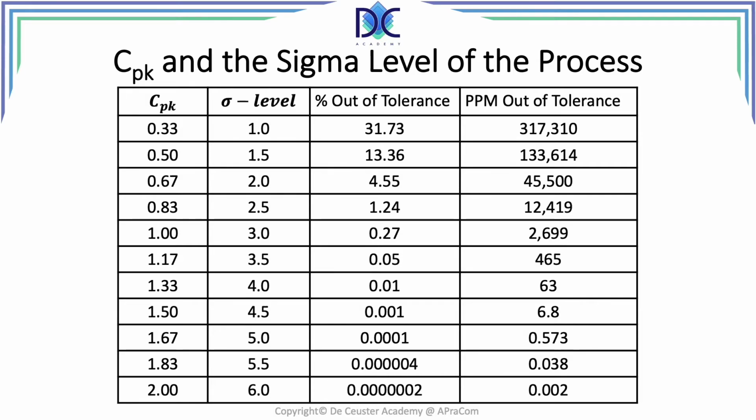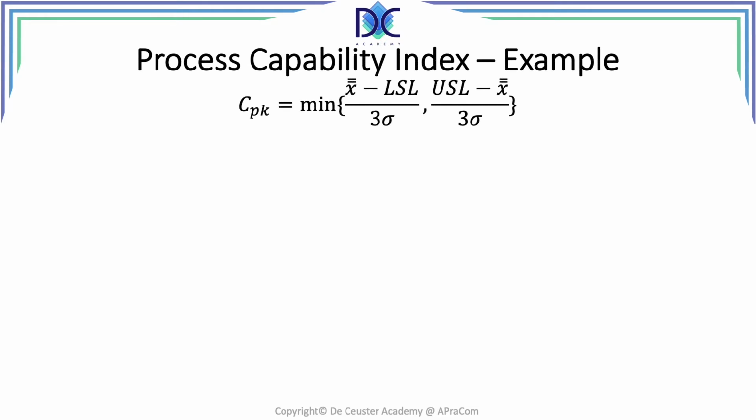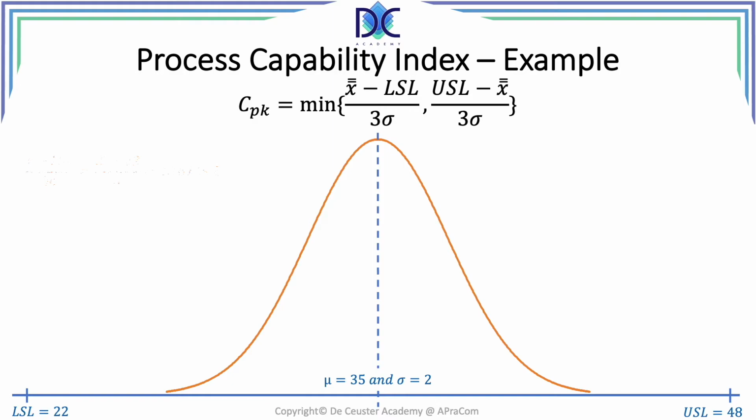So let's have a look at some examples here. We're going to calculate the process capability index, and the formula is still there. Let's have a look at the first graph, and the first formula: X double bar minus the lower specification level divided by 3 sigma is 35 minus 22.